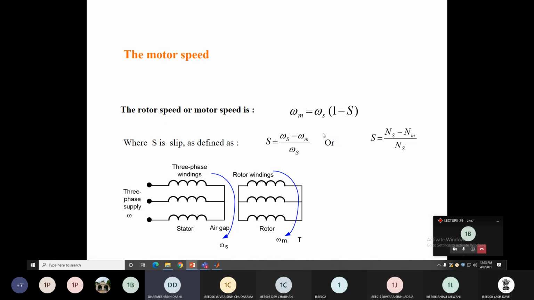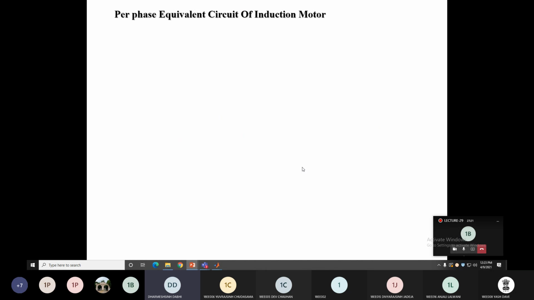Clear? So these are the basic equations of motor speed and slip. Now, before we discuss the details of AC drives, particularly induction motor drives, we first understand the performance characteristics of the induction motor and try to derive the equations of torque, starting torque and maximum torque of the induction motor.